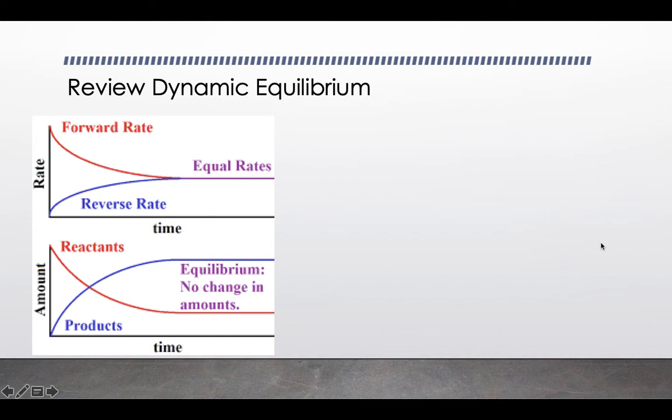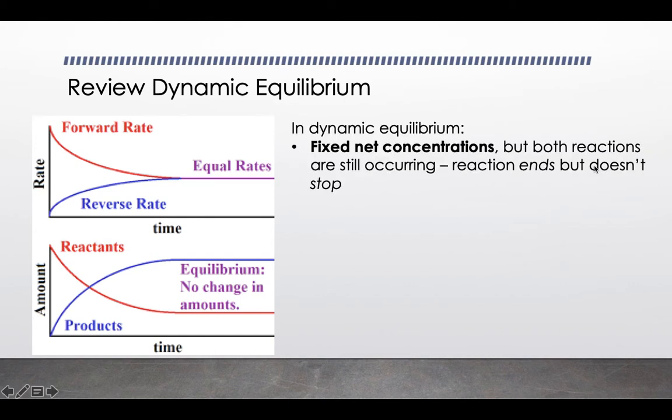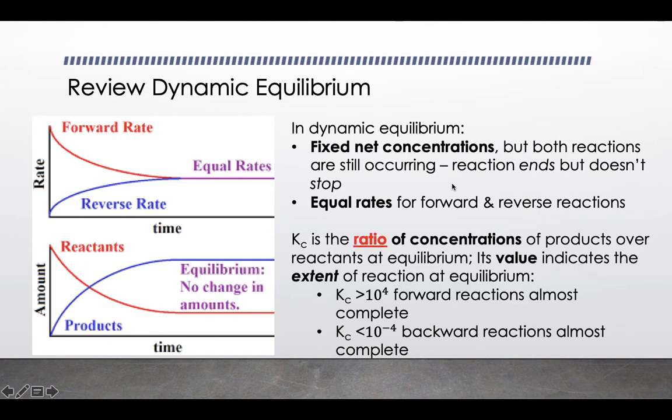Okay. So, reviewing the definition of a dynamic equilibrium. At equilibrium, both reactions are still occurring. The reaction ends but does not stop. How does a reaction end? That is when concentrations of reactants and products stay the same. So it is equal rates for forward and reverse reactions.